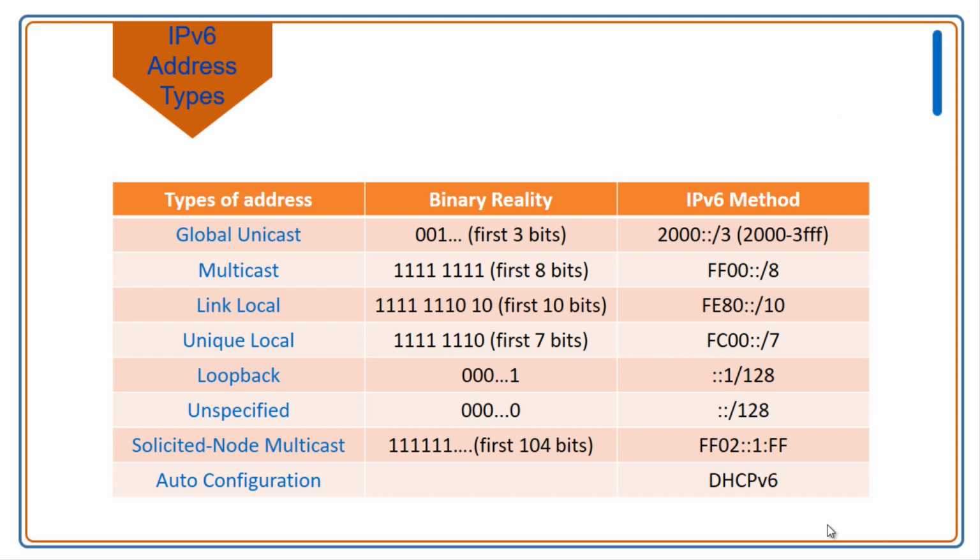Types of address in IPv6. Binary reality, IPv6 method. As I told you, in today's lecture we just cover the global unicast address. It will look like this in binary. The first 3 bits of the IPv6 global unicast look like 0, 0, 1. A global unicast starts with 2000::/3 and ends with 3FFF.